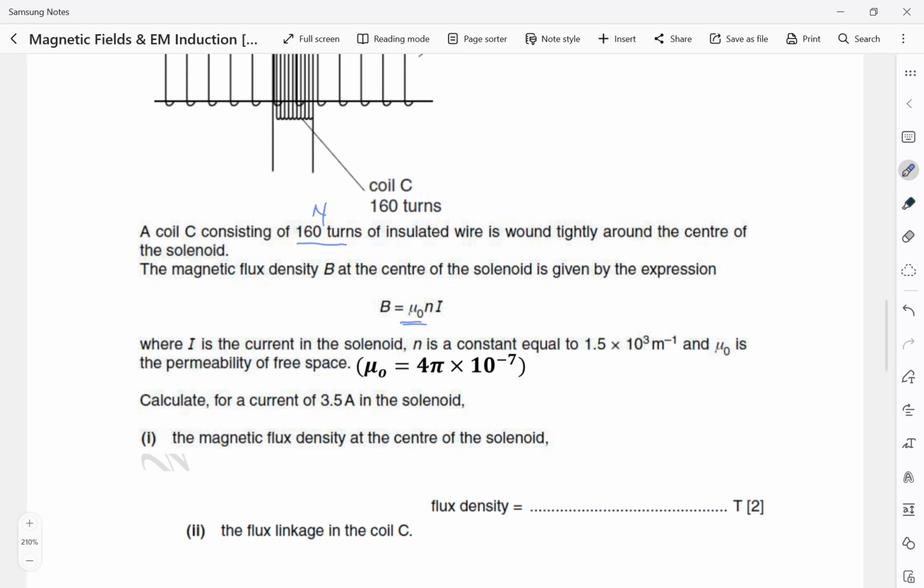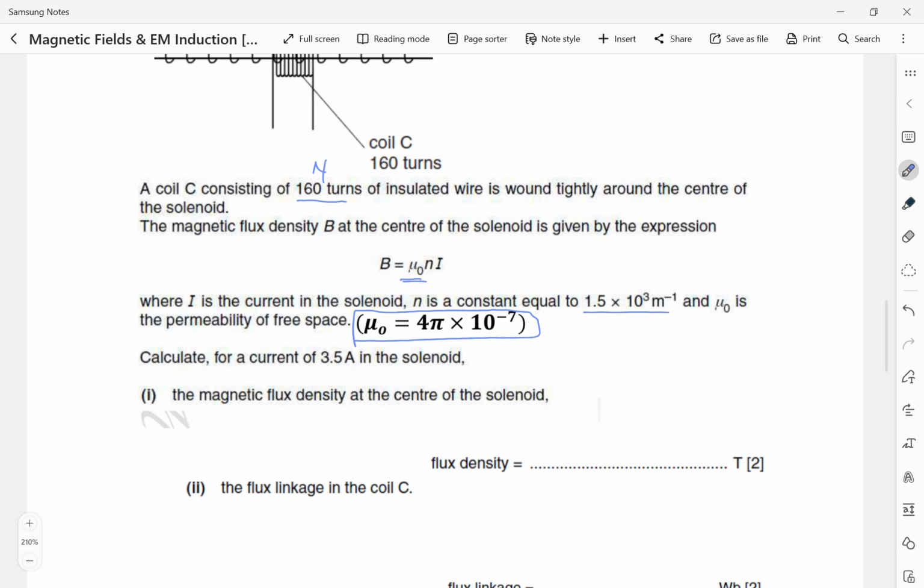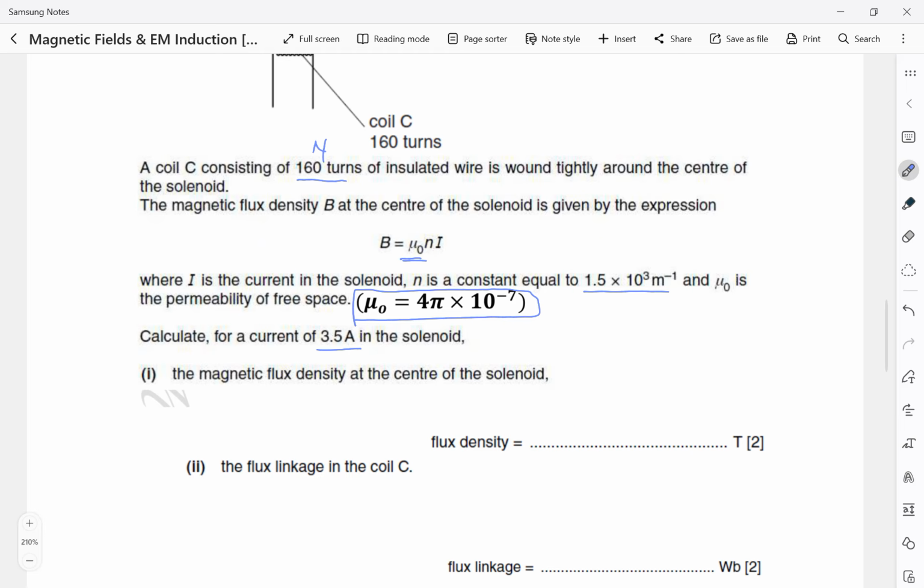That means this was an old past paper question. Therefore, I just quoted the value of mu naught just for learning purposes. But still the same question can be set where mu naught is quoted for that particular question. I is the current, N is the constant, which is equal to 1.5 times 10 to the power of 3 per meter, and mu naught is the permeability of free space. Permeability of free space is 4 pi times 10 to the power of minus 7. Calculate, for a current of 3.5 amperes in the solenoid, the magnetic flux density at the center of the solenoid.